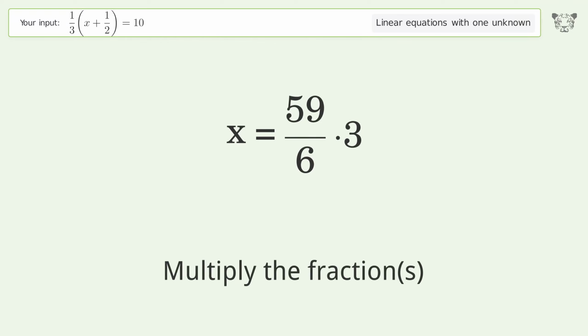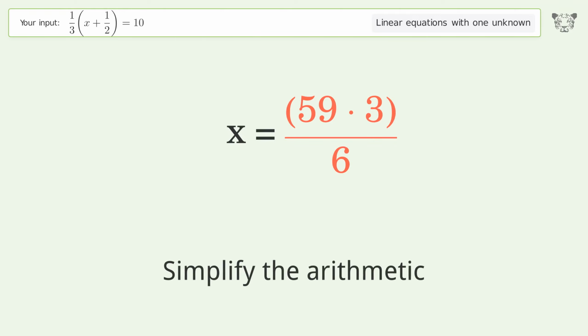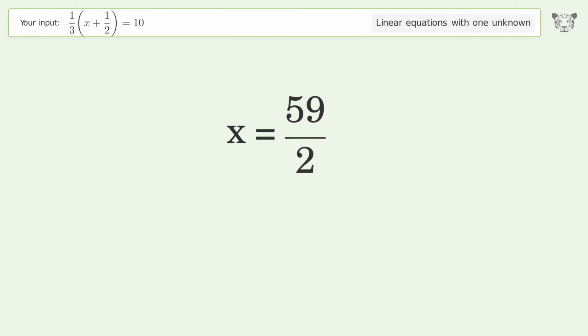Multiply the fractions. Simplify the arithmetic. And so the final result is x equals 59/2.